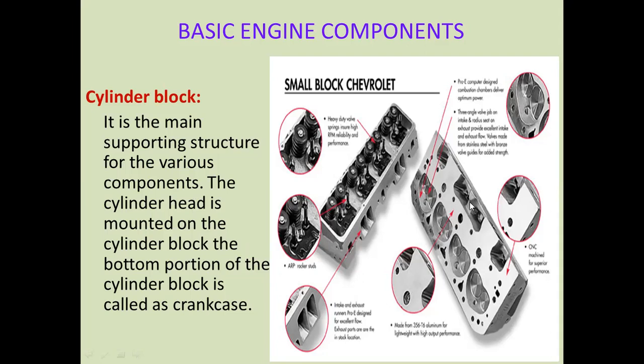Because the engine operates at high temperature, we need to maintain the temperature. For that purpose, water is circulated through the water jacket in these holes. So generally the cylinder block is the main supporting structure for the various components. The cylinder head is mounted on the cylinder block. The bottom portion of the cylinder block is called the crankcase. The cylinder block accommodates the crankcase, connecting rod, piston rings and the cylinder liner.